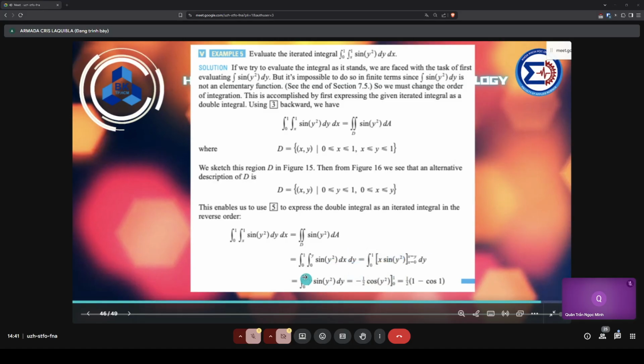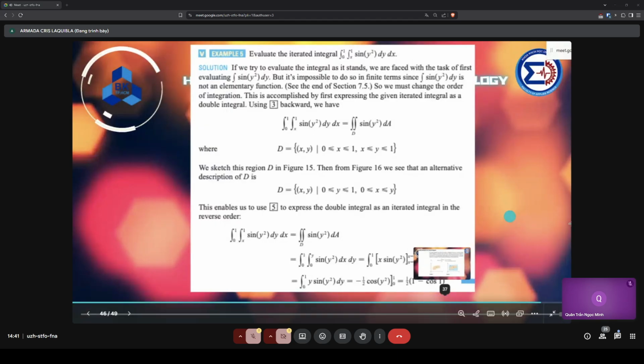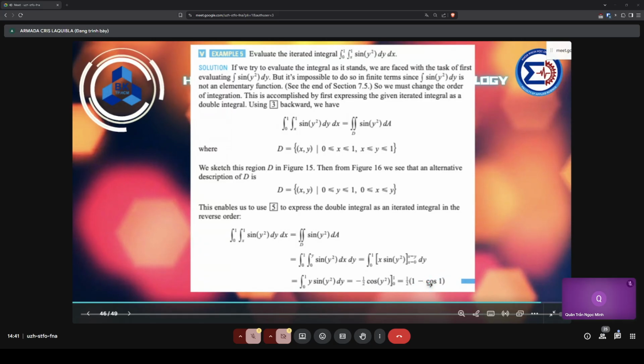Again, after this, evaluate that from 0 to 1, then substitute there 1. So we had this result: 1 half minus cos 1, or 1 half times 1 minus cos 1. Okay.